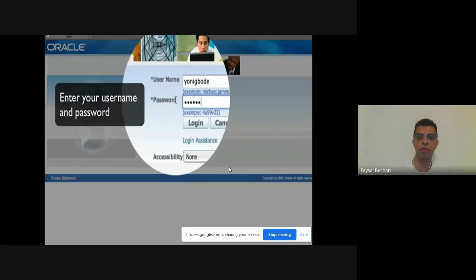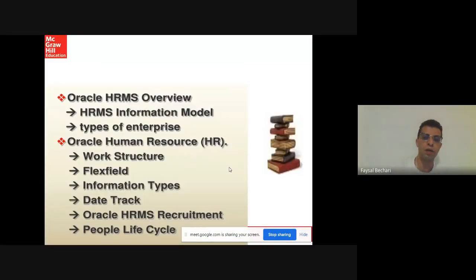So you enter your username, your password, and accessibility, and you log in. Then the apps will cover the Oracle HRMS information module: which module, what types of enterprise, then work structure, how work is happening, what the flexibility is, whether it is task oriented, project oriented, or organization oriented. Information types, as we said, the kind of information an individual can see according to his position. How you track it, date tracking and data tracking also. Oracle HRMS recruitment and life cycle: when they were hired, when they've been promoted, how the whole life cycle of one employee goes through.